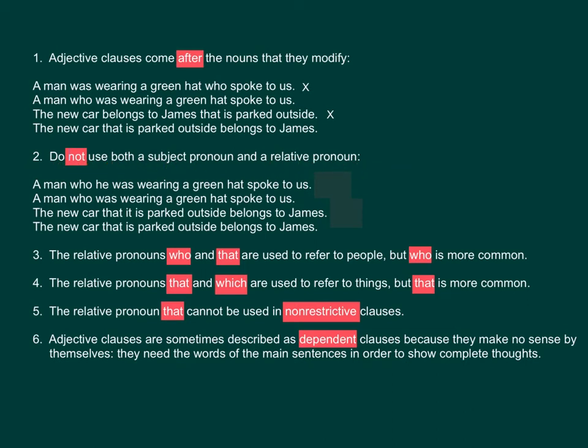Do not use both a subject pronoun and a relative pronoun. 以下邊一句係正確嘅呢？A man who he was wearing a green hat spoke to us. It is wrong. A man who was wearing a green hat spoke to us. It is right.